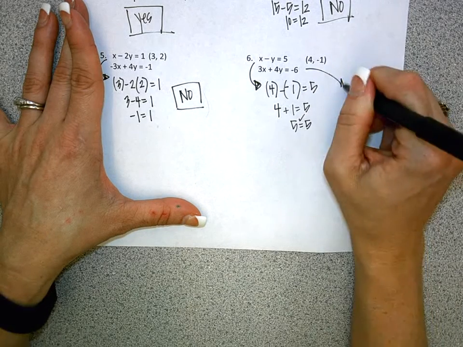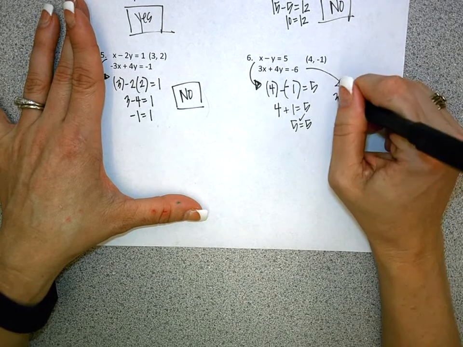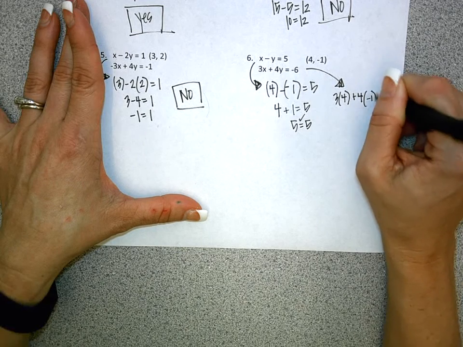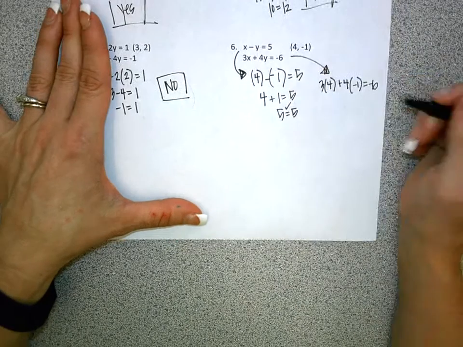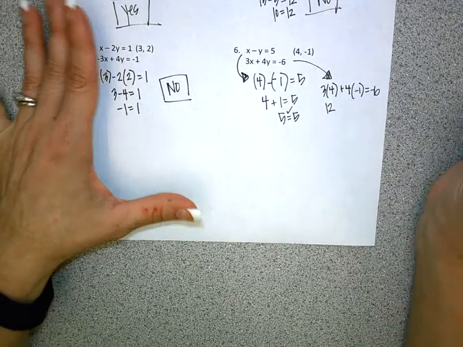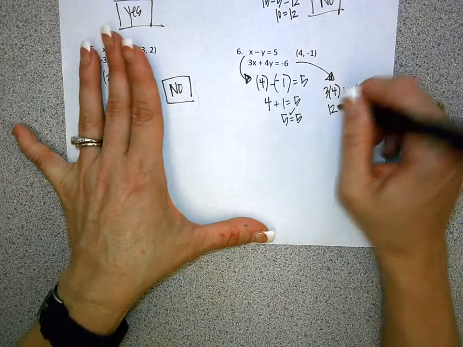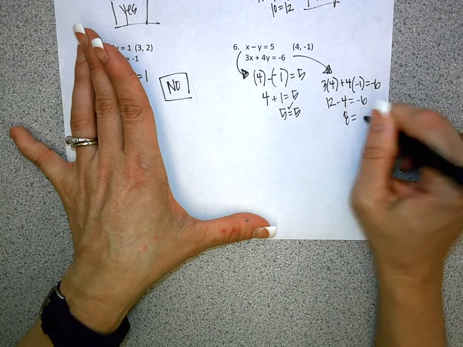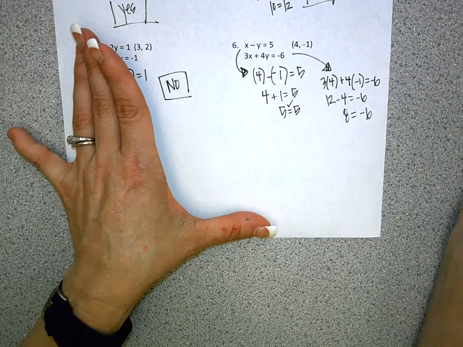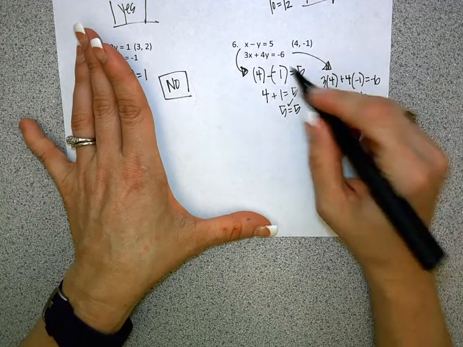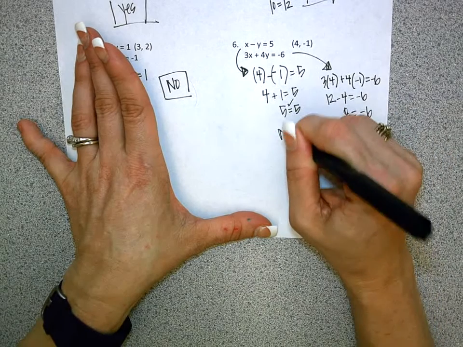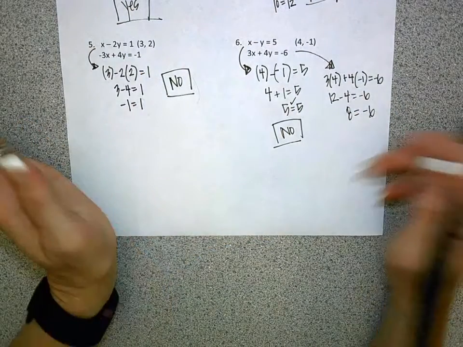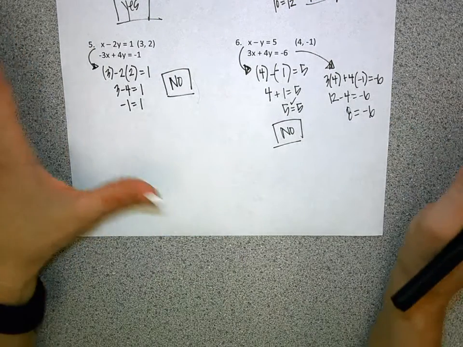So now you have to check the second one. 3 times 4 plus 4 times -1 is equal to -6. 3 times 4 is 12. 4 times -1 is -4. Is equal to -6. So is 8 equal to -6? No. So since one of them doesn't work, your overall answer is no. Even if one works and one doesn't, the answer is still no.